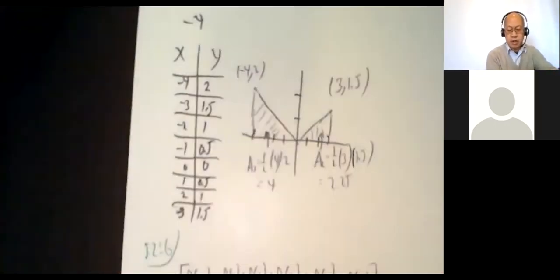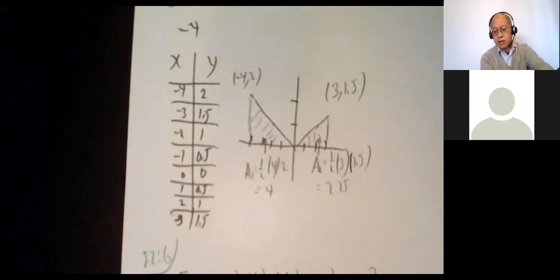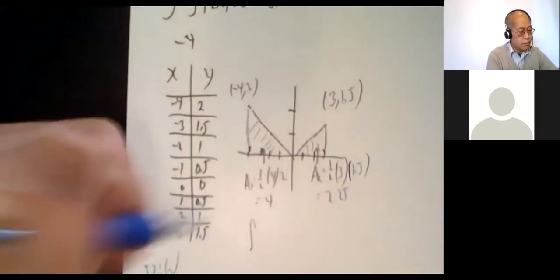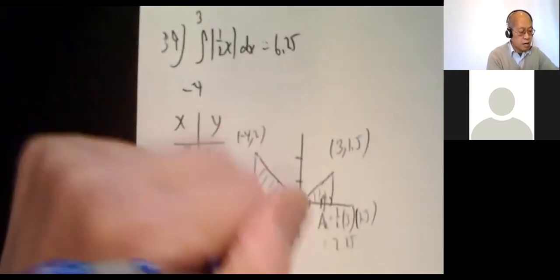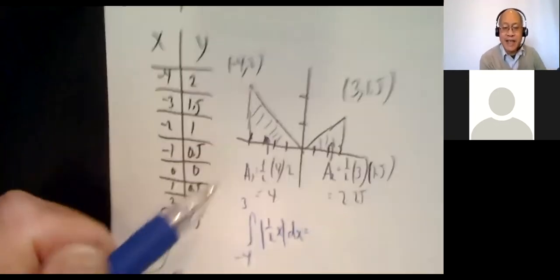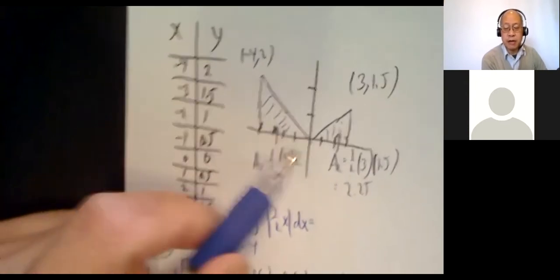Add them up and have my answer. So the integral from -4 to 3 of the absolute value of 1/2 x dx. But this is an exact value now. We don't have to approximate.